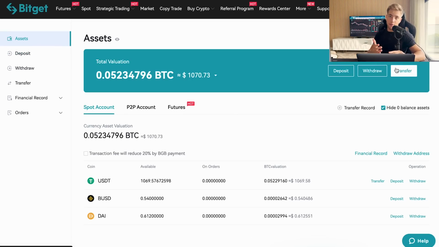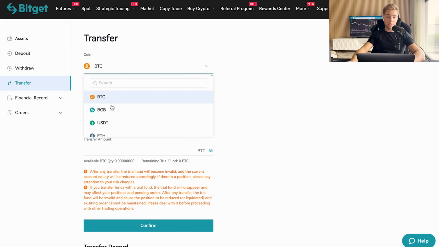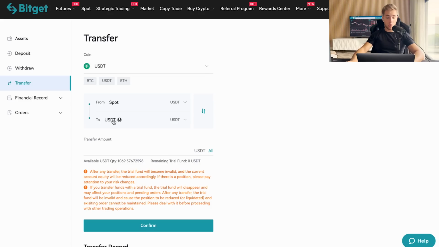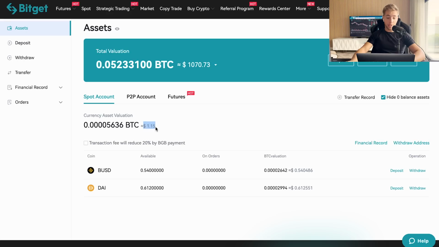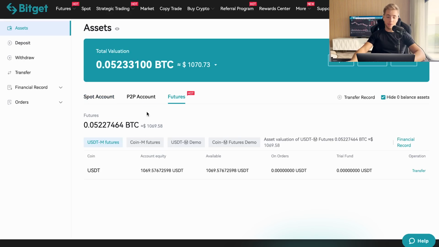Let's say you already have your crypto on your Bitget account. Another thing you want to do is transfer your crypto from the spot wallet into futures. You choose from Spot to USDT-M, confirm, and the transfer has succeeded. When you click here on your assets, you can see that your spot account now has no money, but in futures you have your funds.